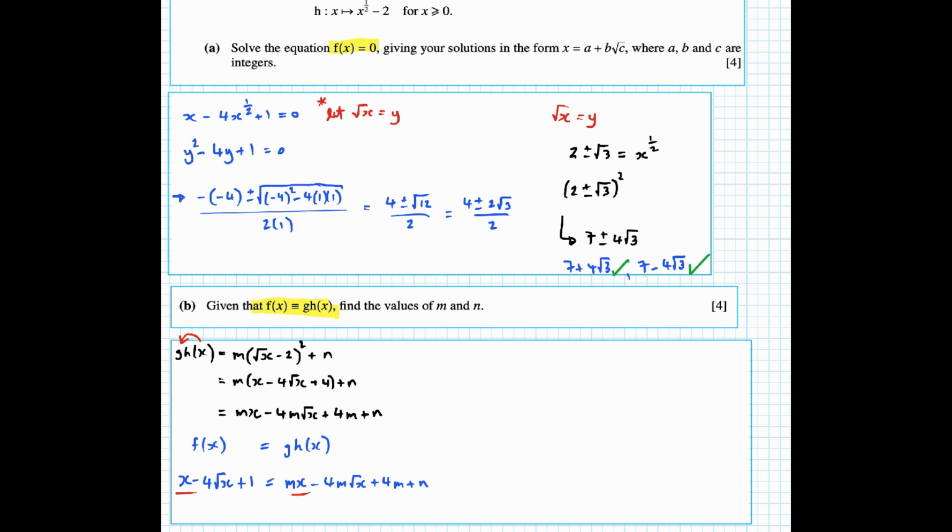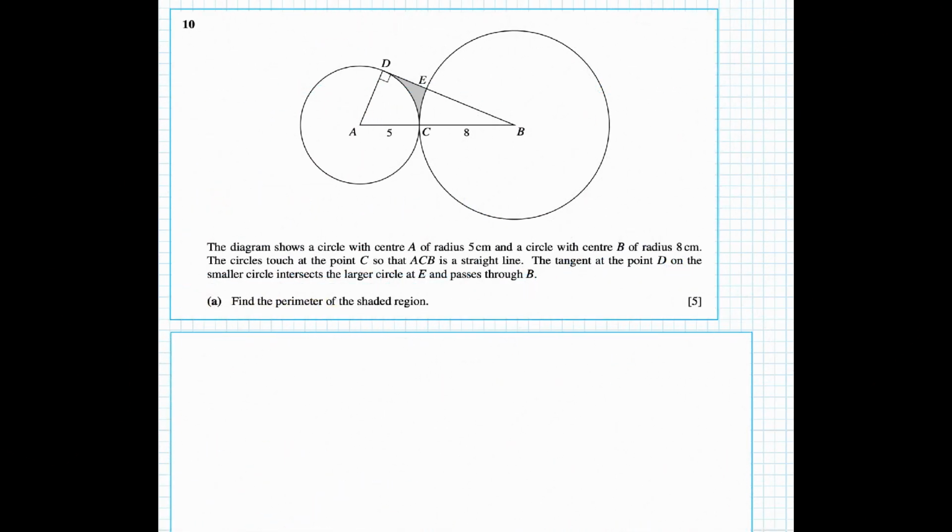So x we can equate with mx. Minus 4 root x, we can equate with minus 4 mx to the half, or root x. I'm using root x here, but you understand that x to the half is the same. And then of course 1 we can equate to 4m plus n. So once you equate them, as you can see, I've solved them already on the top. So mx equals x, m is 1, and the other parts are the same. And you can check back over it, you can make sure they actually make sense by plugging them back in or substituting back into the functions.